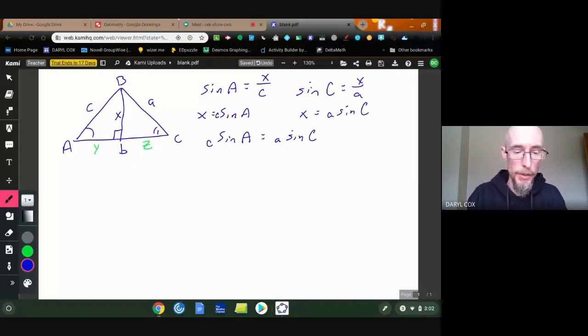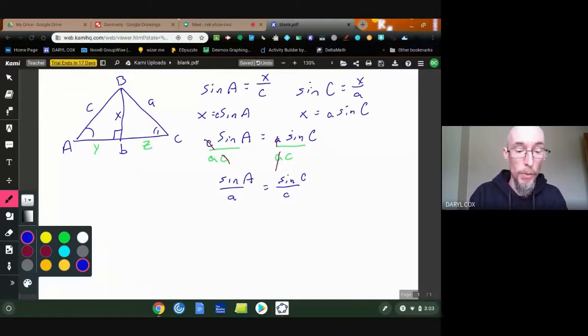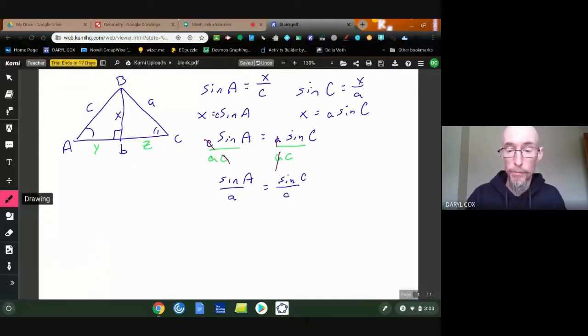And now what I want to do is divide this side by C on both sides and divide by A on both sides. When I do that, this C cancels that C, this A cancels that A. So I'm left with the sine of A over side A equals the sine of C over side C. Now, that's part of my law of sines immediately.